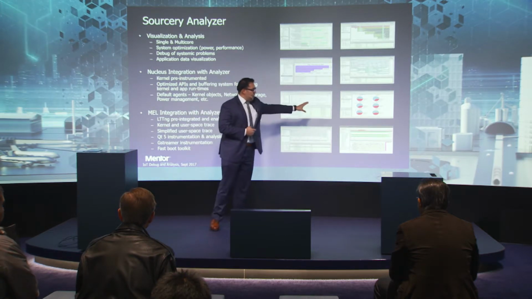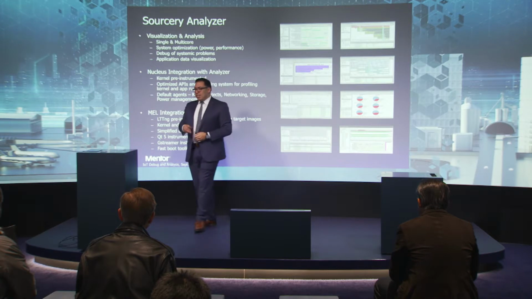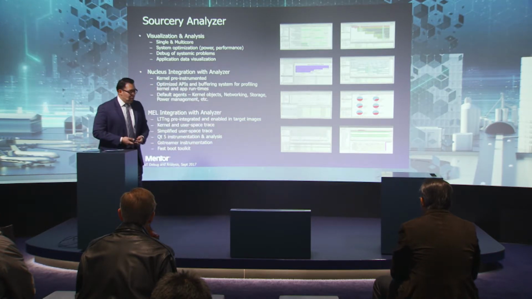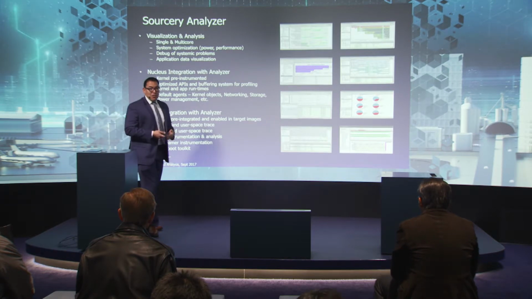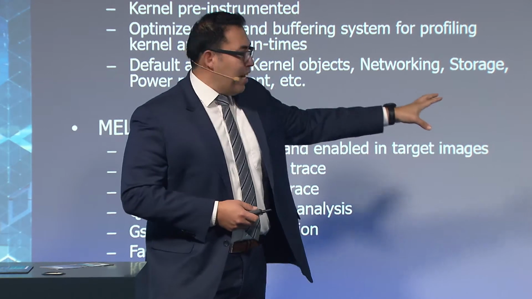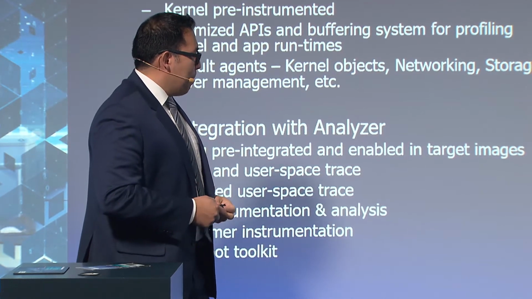This view here is a statistical view of where you're spending your time in each CPU. So if you have, for example, a scheduling problem, or you're not taking advantage of all of your cores, it becomes very, very visible in these kinds of graphs and visualizations.